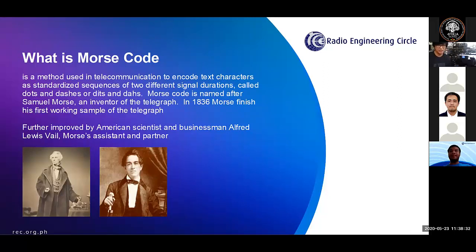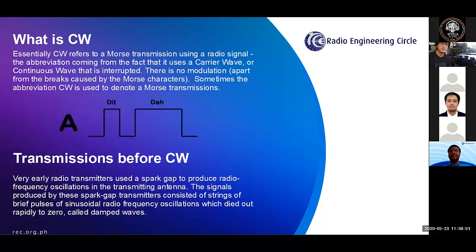Then his friend Alfred, they structured the Morse code itself. There's lots of information about it, so for those history buffs, you can search it on the web. Again, what is CW? There's Morse code and there's CW. Both are used interchangeably, so when we talk about Morse code, we're talking about CW.